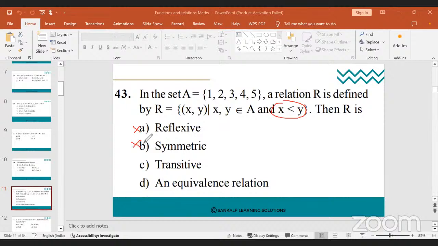Then the next one is what? It is R. If x R y and y R z, then y is less than z, which implies x is also less than z. So R is only transitive. Option C is the correct answer, and equivalence relation also fails. So option C is the correct answer.